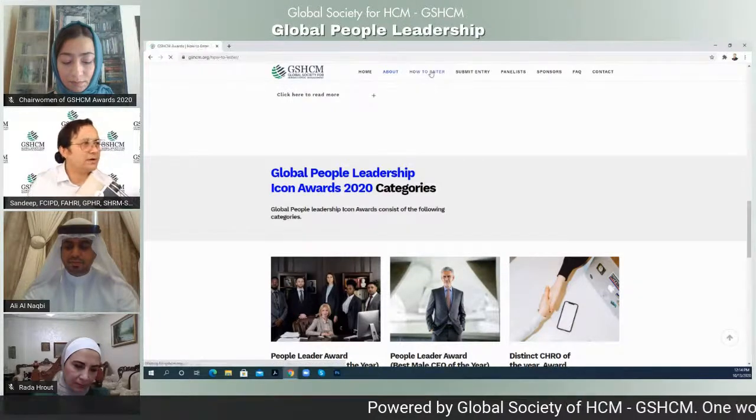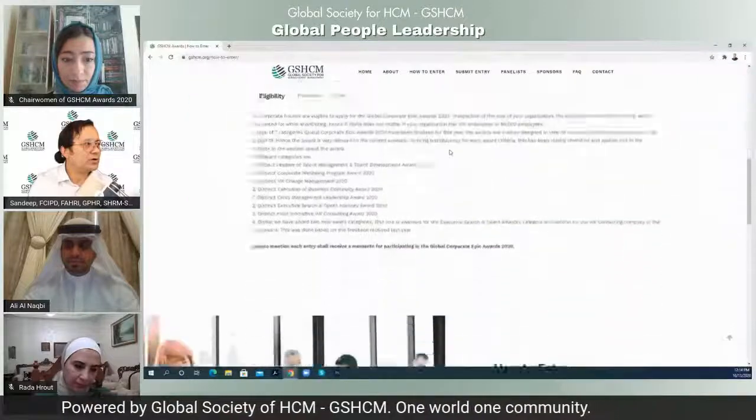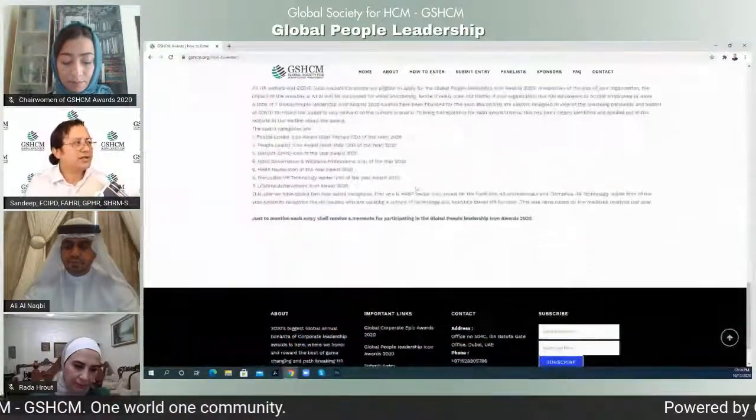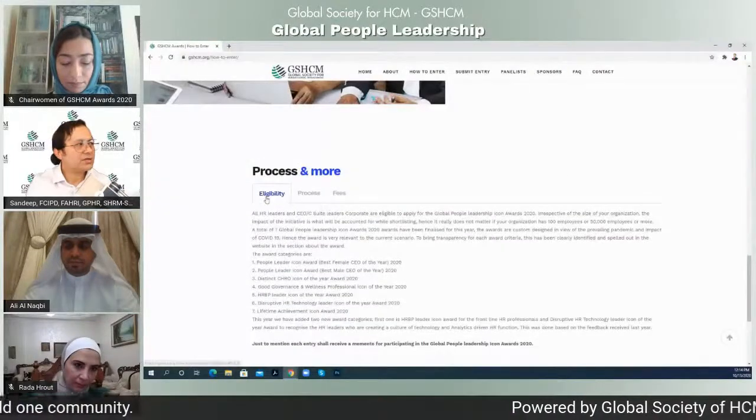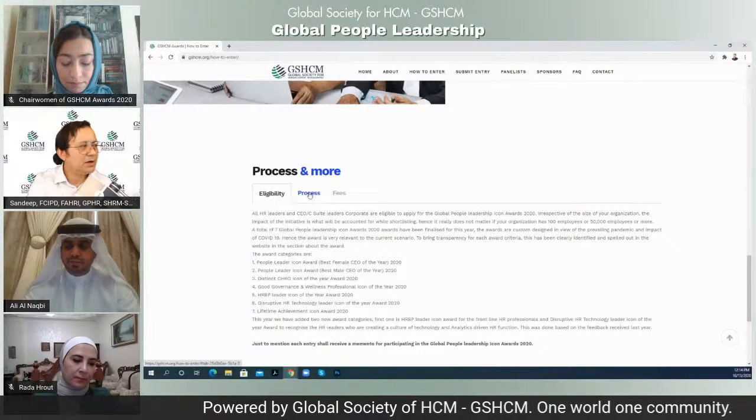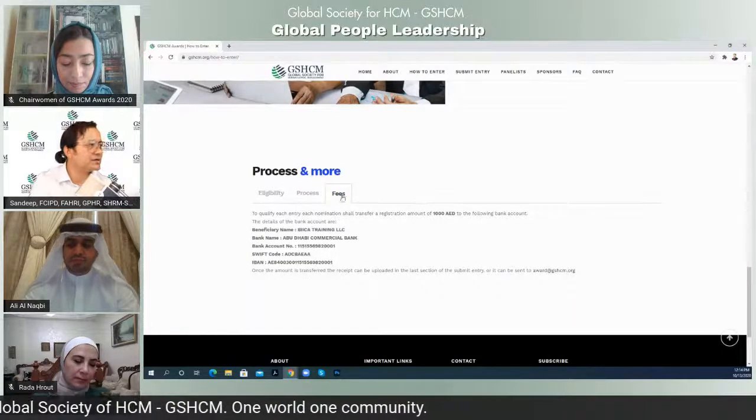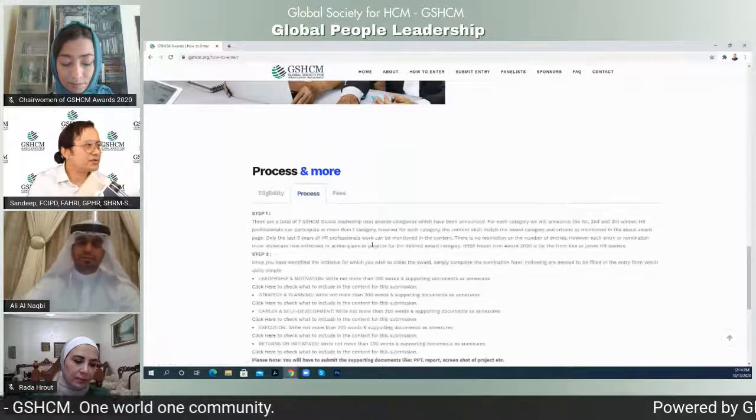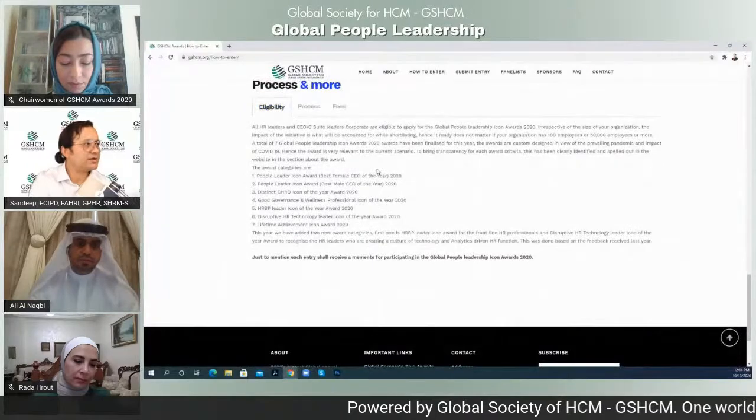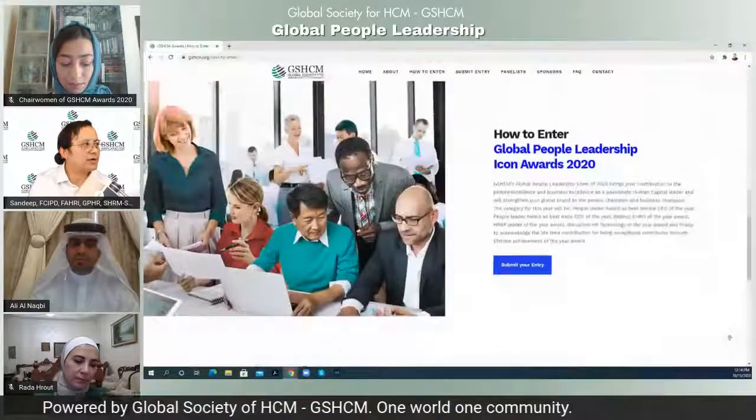Now, how to enter? If you want to enter for the People Leadership Award, you can scroll down and you will see 3 slots of details: eligibility, who all are eligible, what is the process, and what is the fees. The fees is bare minimum around 1,000 dirham. The process is explained with the steps, and there is the eligibility criteria, who all are eligible and how you can apply for the award.